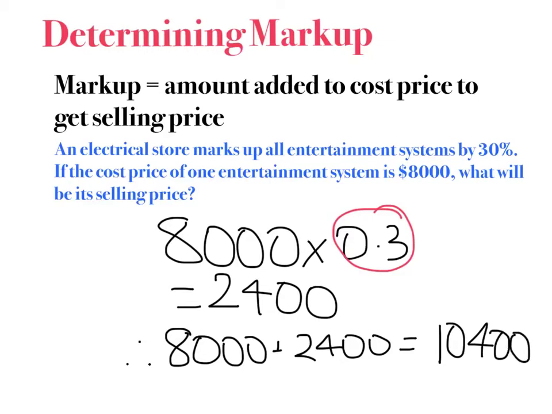I am happy for you if you don't get the other way to do it like this. All I've done is exactly the same thing, but worked out the 30% separately and then added it to the 100% of the cost price. So, whichever way works for you. I prefer the first way, but if this way makes more sense to you, go this way.